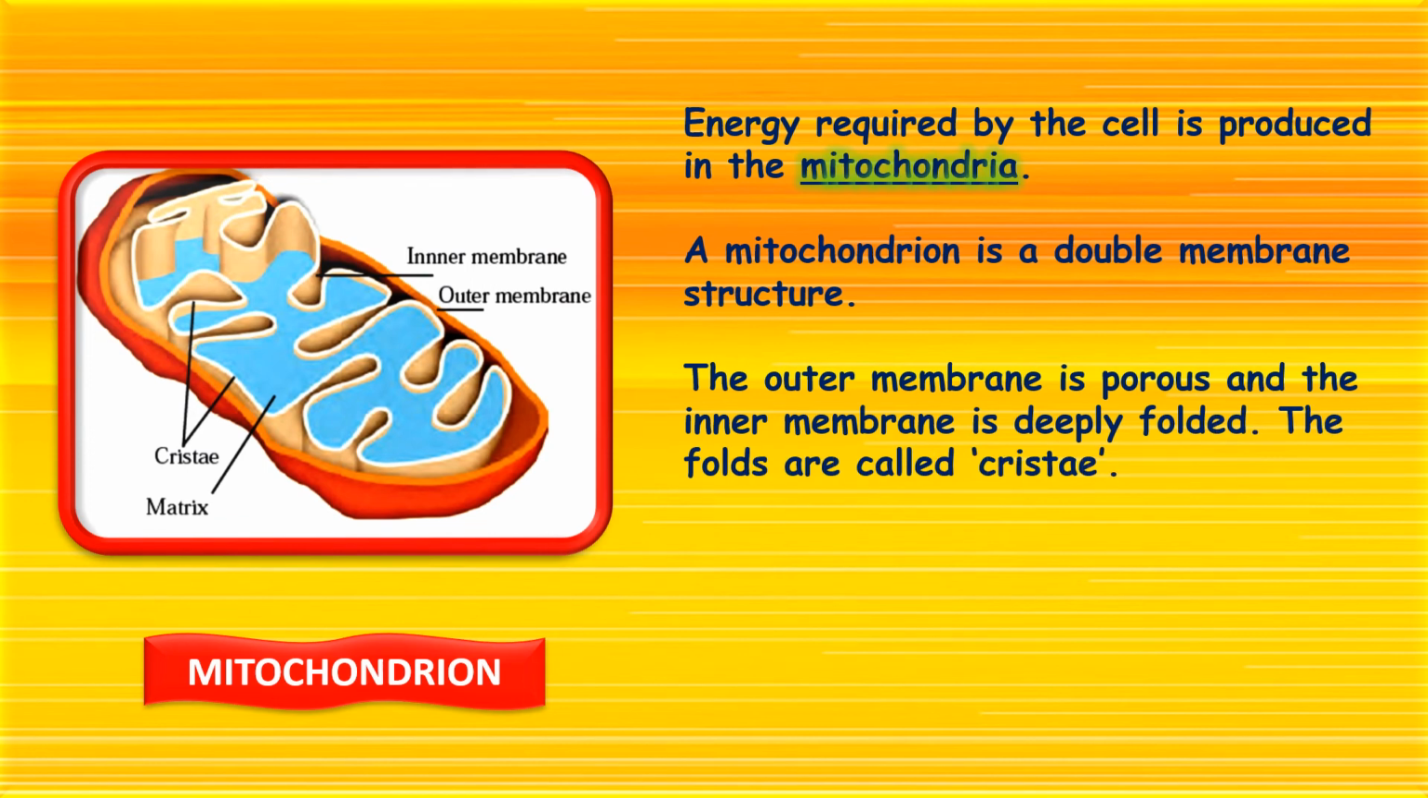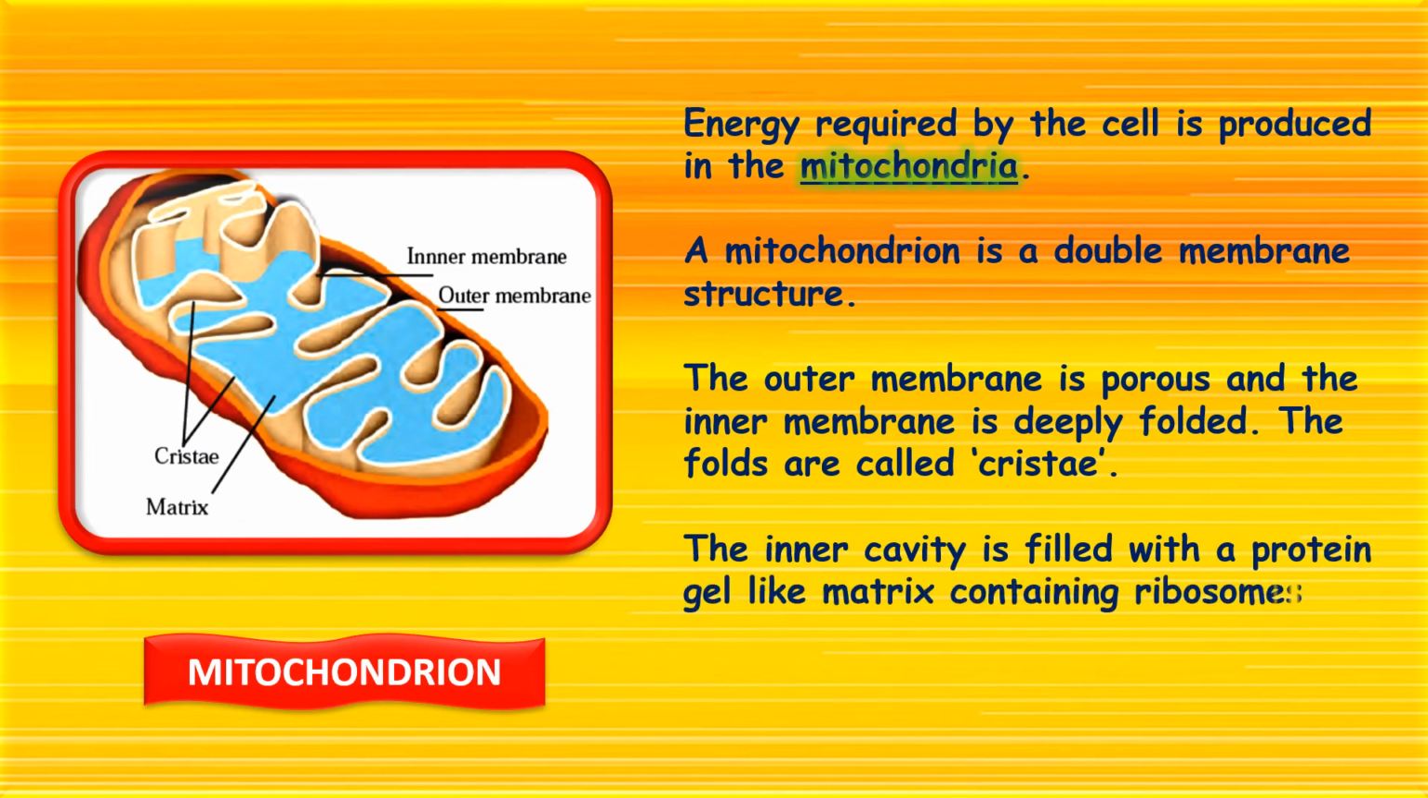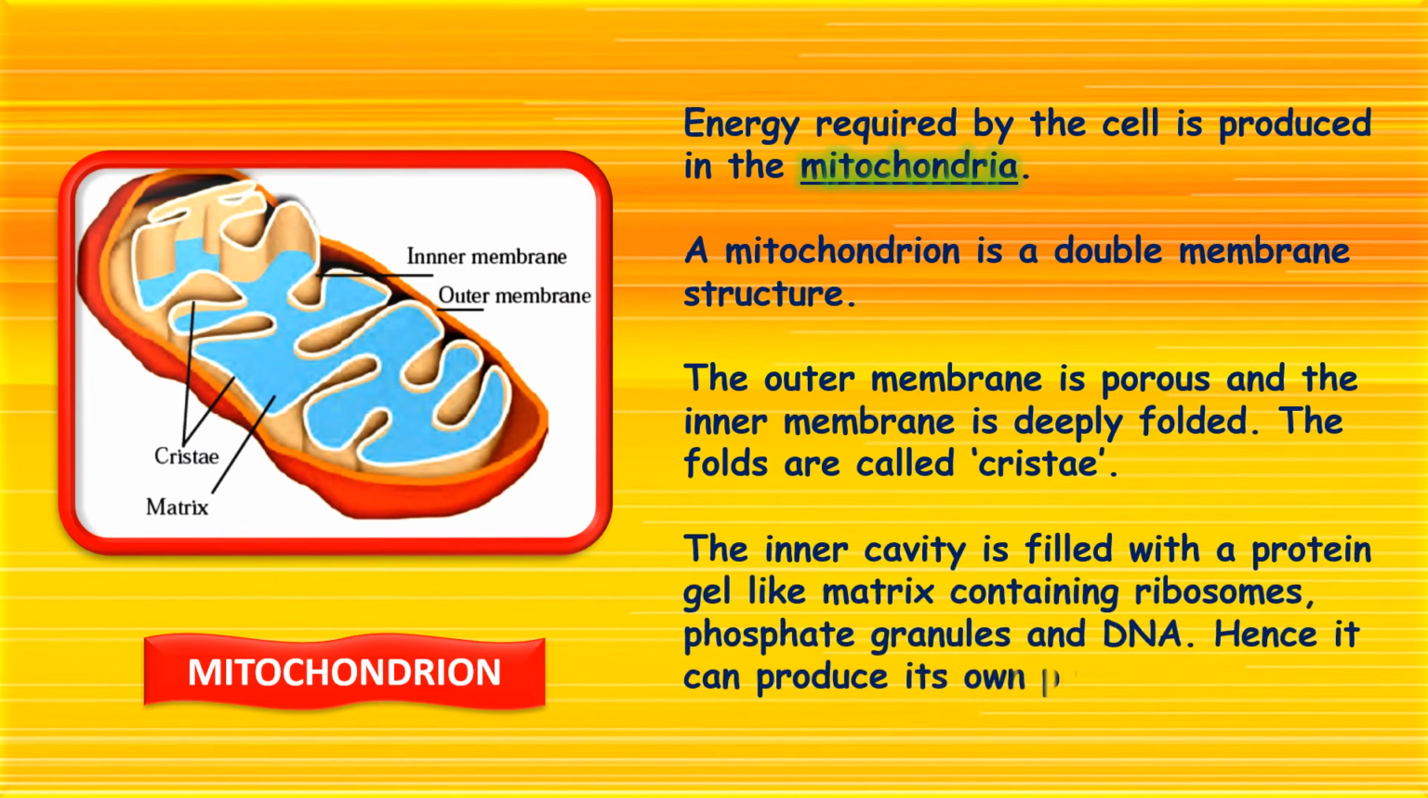The folds are called cristae. So, because there is no place for the inner membrane, it folds, and these folds are called cristae. The outer membrane is porous, means it has small pores in it. The inner cavity, that is the bluish part you can see here, is filled with a proteinaceous gel containing ribosomes, phosphate granules and DNA. Now, because it is filled with all these substances, it can produce its own proteins.